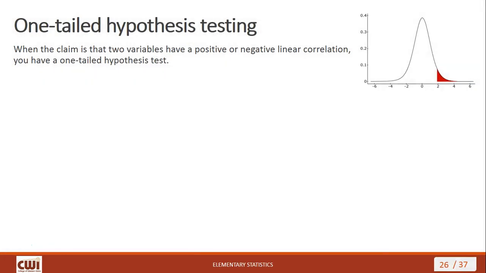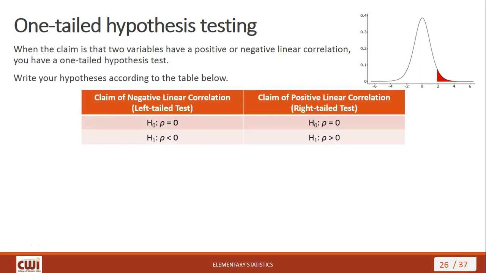Supposing we had an instance of one-tailed hypothesis testing. This is where we have a claim that two variables have a positive linear correlation or a negative linear correlation. So if you have either positive or negative specified when it says test for correlation, you have a one-tailed hypothesis test. So you're going to write your hypotheses according to the table that you see here.